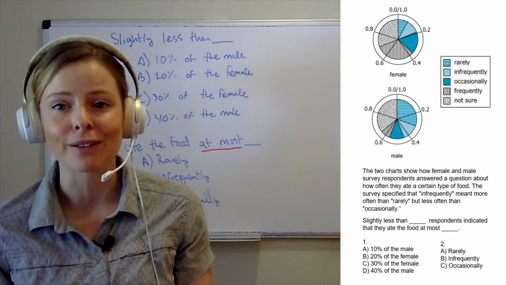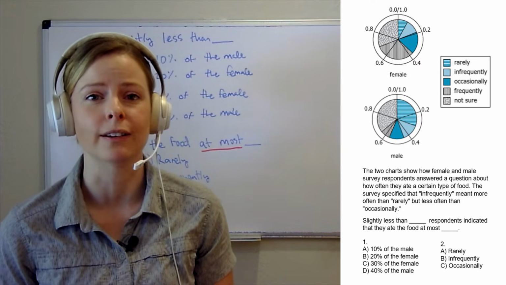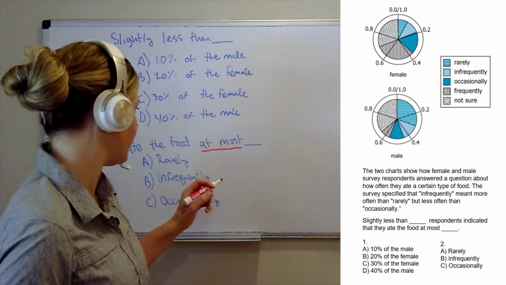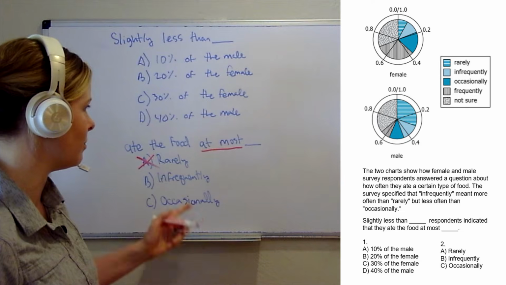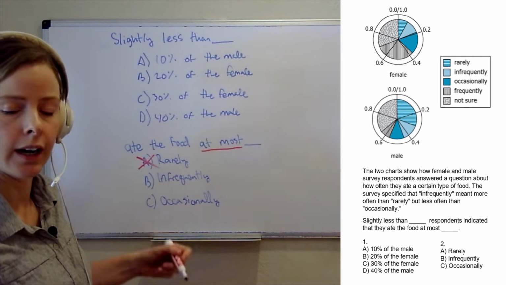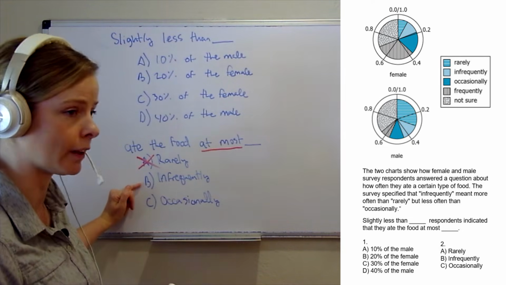So maybe if there's no better options, I would keep it, but for right now, I'm going to say that's pretty far off. So I would go ahead and get rid of rarely, because there's really no option that fits well for that being our second blank. Let's do the same thing for infrequently.